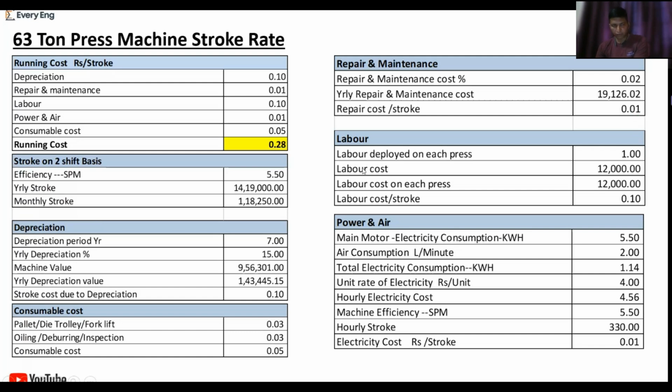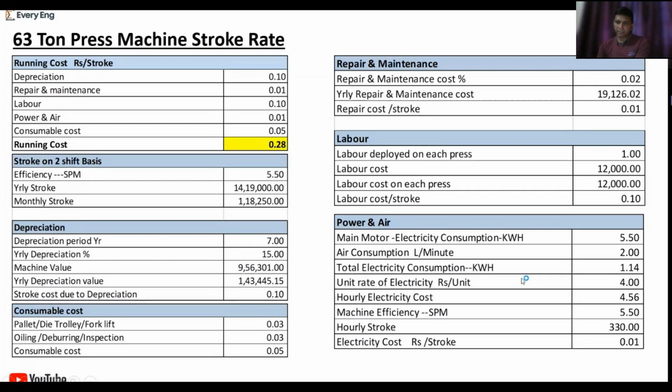And labor cost is also a major element in our costing. For labor cost we are using one manpower per machine, and labor cost in our area is 12,000. Of course we produce a number of components per shift. We calculate from this section. So the cost is 10 paisa. We calculate.